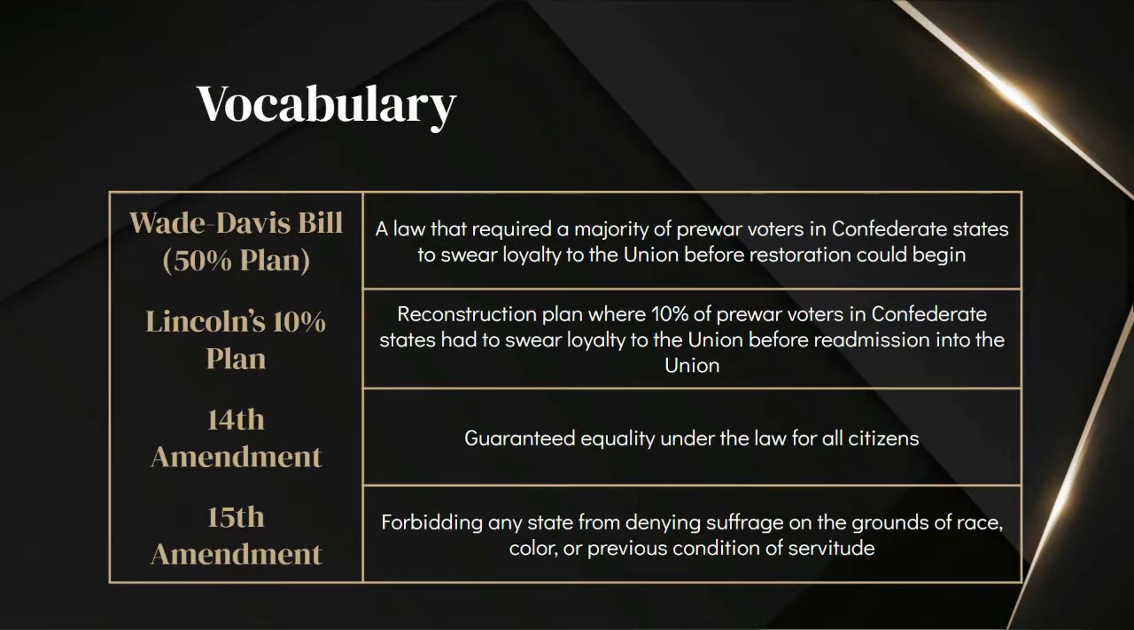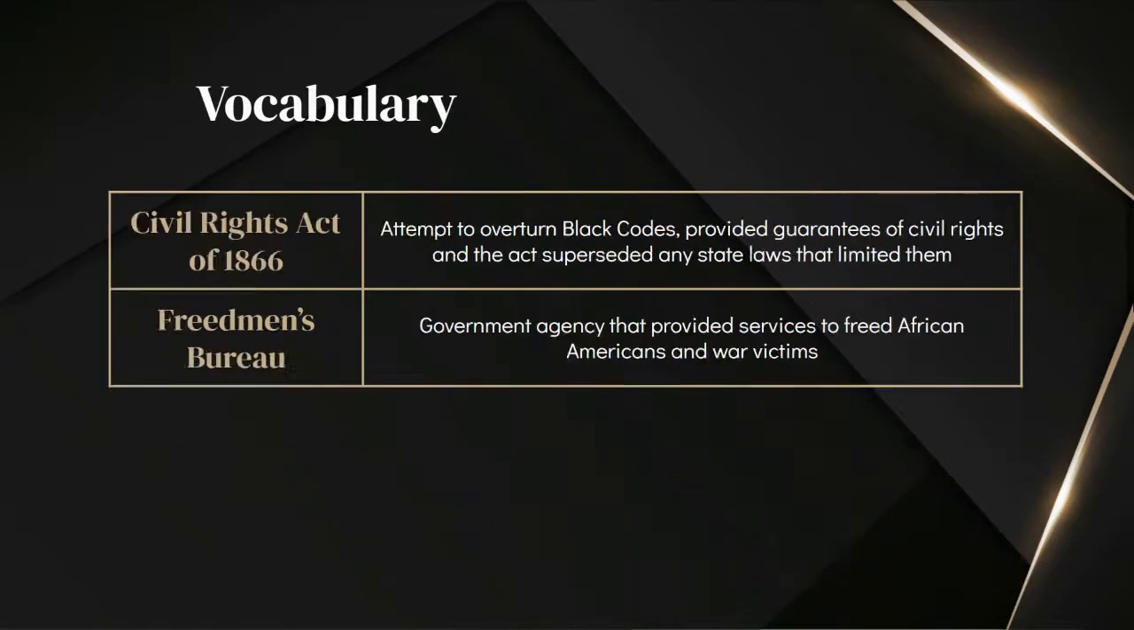Black codes. We're going to see the limitation of freedoms for Black people in the United States. The Wade-Davis bill, also known as the 50% plan, and then Lincoln's 10% plan. 2 of the 3 plans on Reconstruction proposed by groups or individuals. Then we have the 14th and 15th Amendments. We just had the 13th, which abolished slavery. A couple of additional ones after that take place in Reconstruction. Finally, the Civil Rights Act of 1866. We'll discuss that today, and then the Freedmen's Bureau.